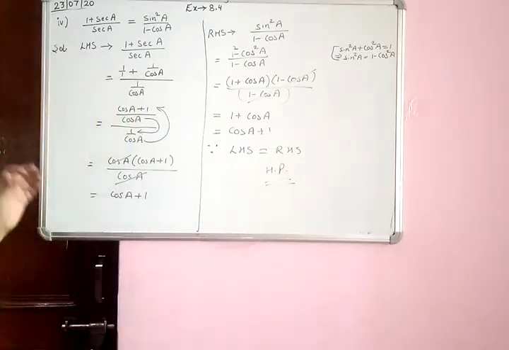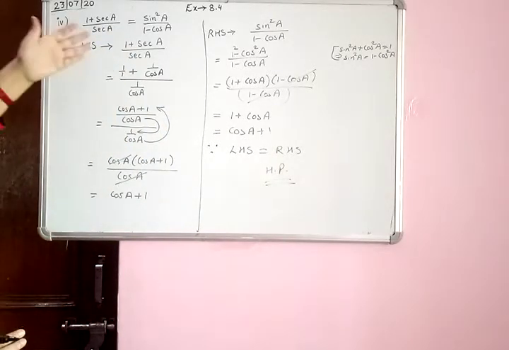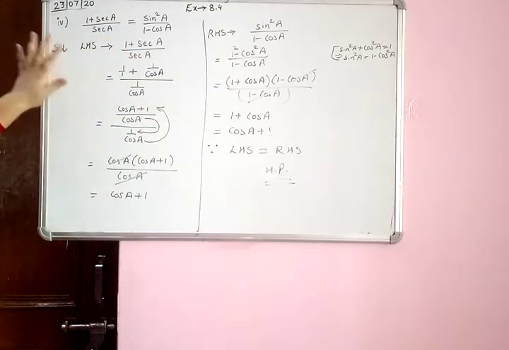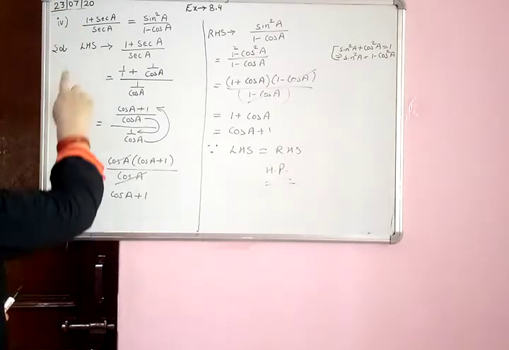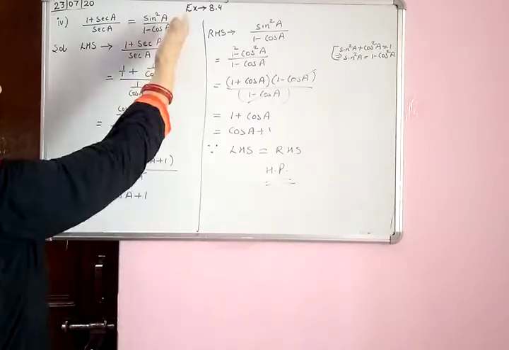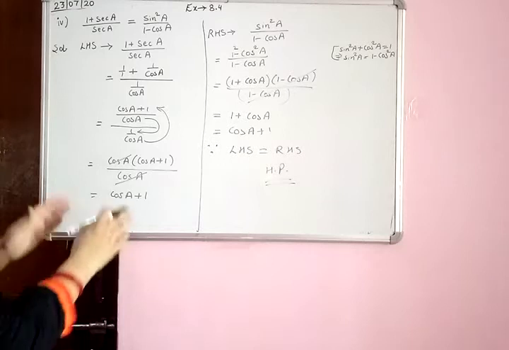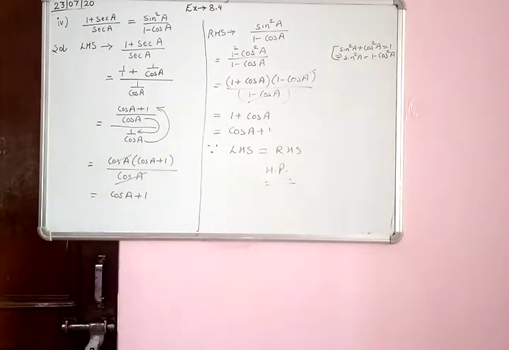Okay, so look how we have proved this identity. In a prove question, what we have to do is take the left hand side, then simplify it. If by taking the left hand side we don't get the right hand side, then we can take the right hand side and again simplify it. If left hand side and right hand side are both equal, then we can say that hence proved.